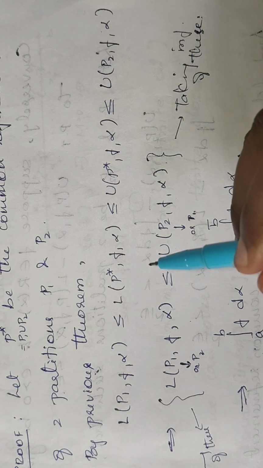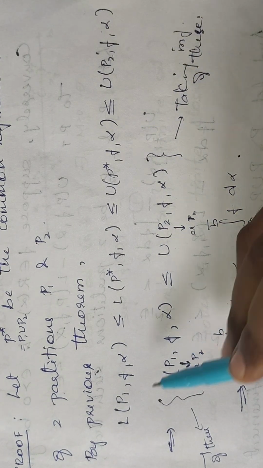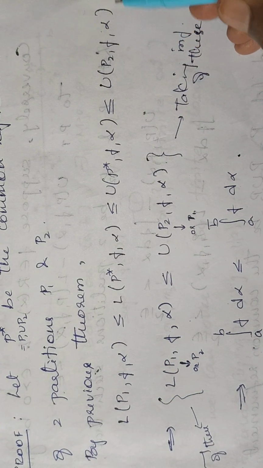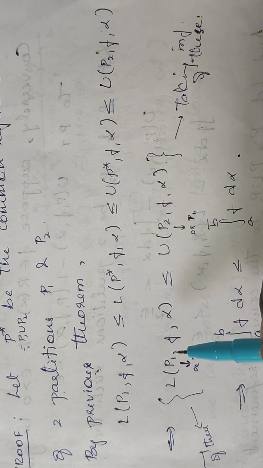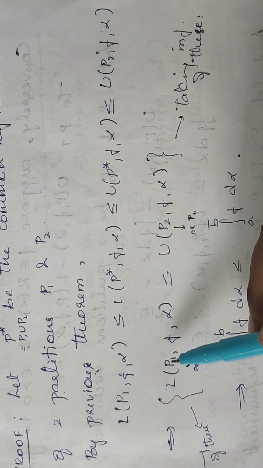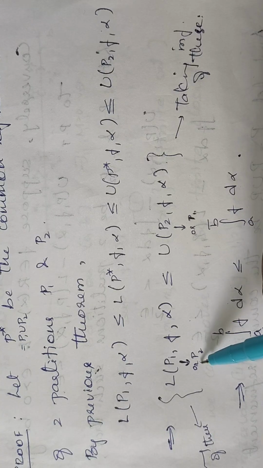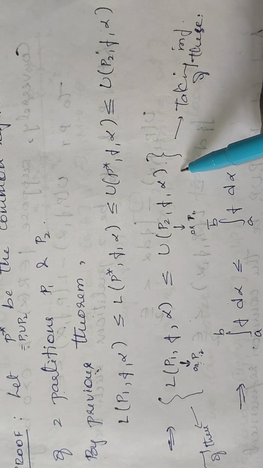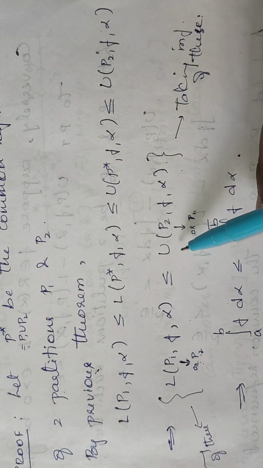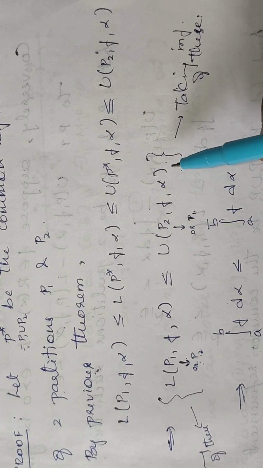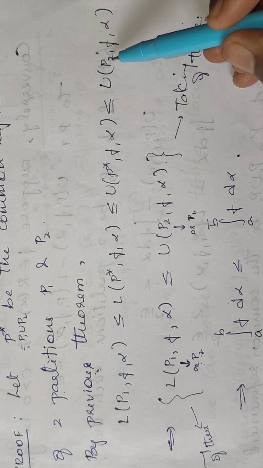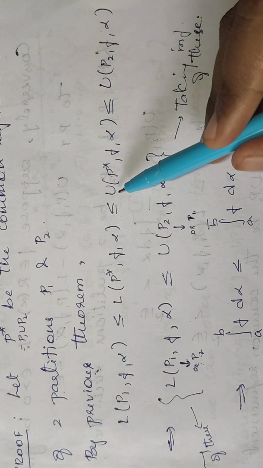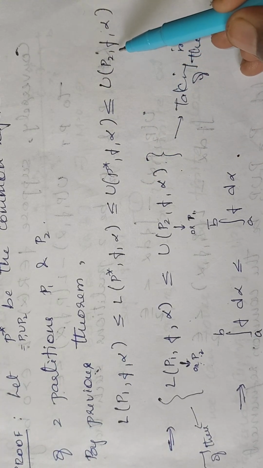And from this inequality I can write L of P1, F, alpha less than or equal to U of P2, F, alpha. So I can write this. And one thing you need to note down, in place of P1 I can take P2 also. If I take P2 also, that will be less than or equal to U of P2, F, alpha. Or if I take P1 also, that will be less than or equal to U of P2, F, alpha. Why? Because here in place of P2 I can write P1, because U of P star is less than or equal to U of P1, and also U of P star is less than or equal to U of P2.